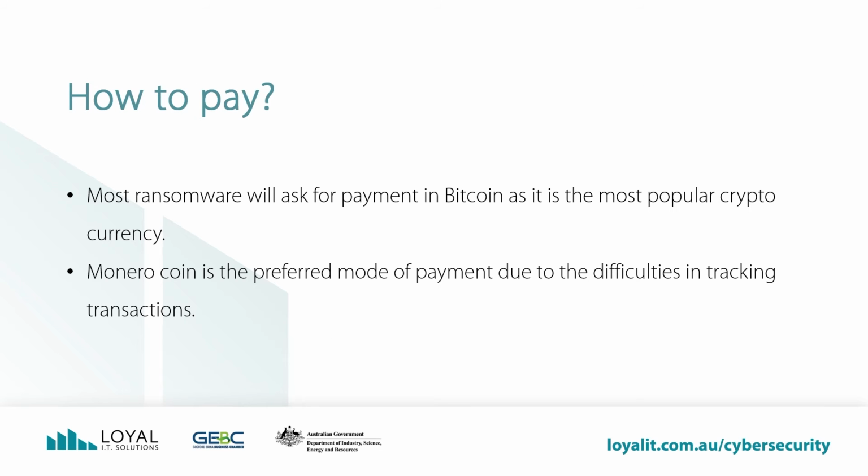How to pay. Most ransomware will ask for a payment in Bitcoin as it is the most popular cryptocurrency. The reason they ask for this form of payment is because it is believed Bitcoin transactions are anonymous. The bad guys know it is not entirely anonymous, so they will use a different payment address for each ransom note they leave, so they can't be traced back to one person or group. According to the Revil gang member mentioned previously, Monero coin is the preferred mode of payment due to the difficulties in tracking transactions. Again, it's all about remaining anonymous so they can't be found.